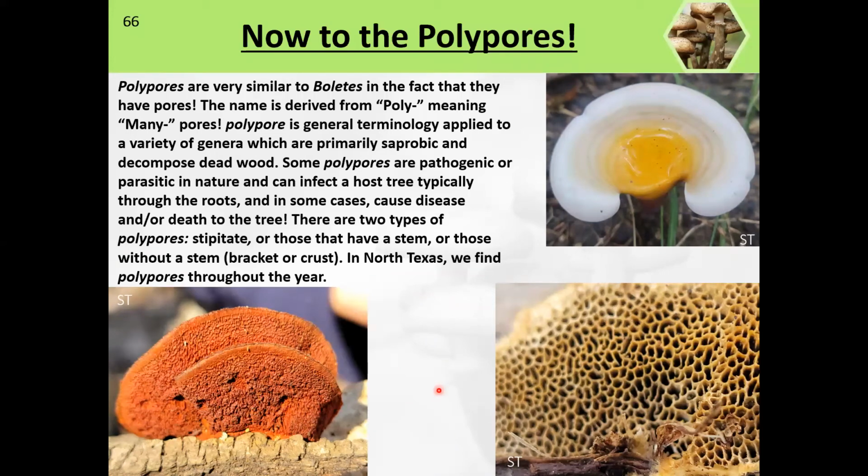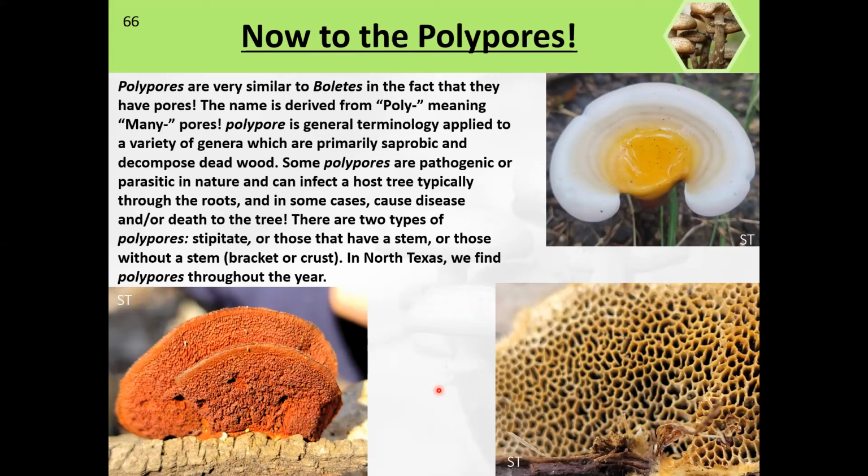So for people that get an infection in their tree and they don't really know what's going on, the tree starts to die, it could be a fungal pathogenic infection causing a disease in the tree and eventually leading to its death. So there's two types of polypores.